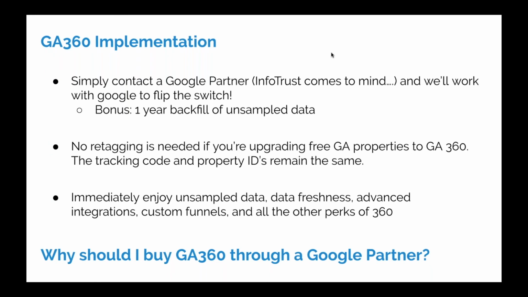So if you're thinking, well, we should have done this a year ago, why didn't we do it then? Well, you can actually do it now and still get that data backfilled. You do not need to retag any of your websites. So it literally is a switch flip, if you will. When you're upgrading to 360, the tracking code remains the exact same. Your Google Analytics property IDs remain the exact same. So it's very, very easy.